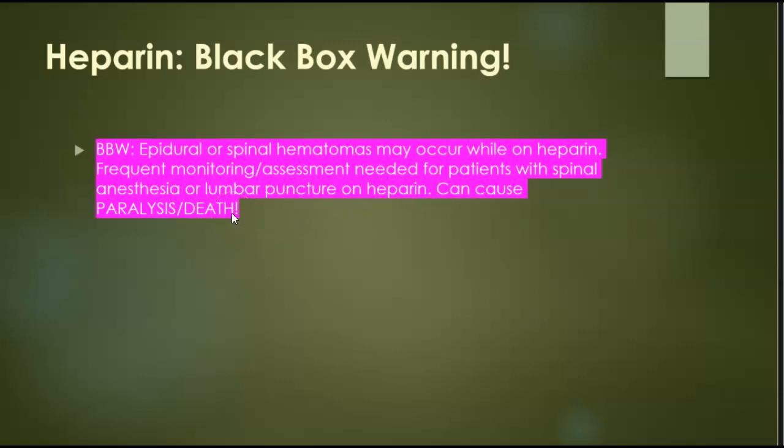So if your patient needs to have spinal anesthesia or a lumbar puncture and they are on heparin, this is something you're going to want to make absolutely certain that the doc and the anesthesiologist know, that people are aware and that they're doing it with eyes wide open and are aware of the risks.